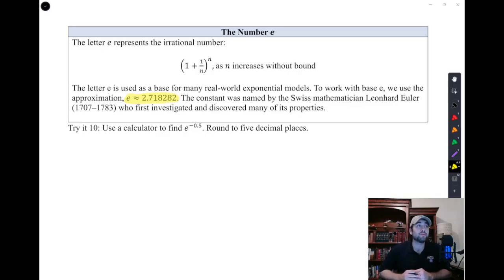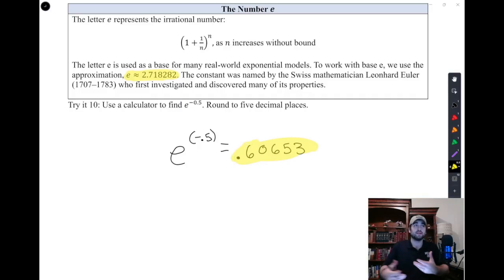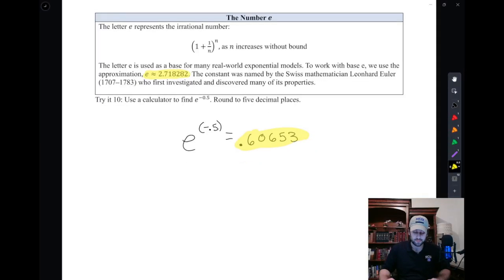It's Euler's number, if you're looking to look it up and learn a little bit more about it. A Swiss mathematician who realized a trend in compounding interest. And so we're going to use a calculator to just make sure we can plug and chug e to the negative 0.5 into the calculator. And if you do that, you should get something like 0.60653. Again, no way to do that without a calculator. So this is just practicing looking at these buttons and these numbers on a calculator.